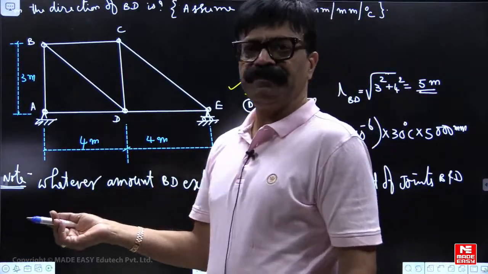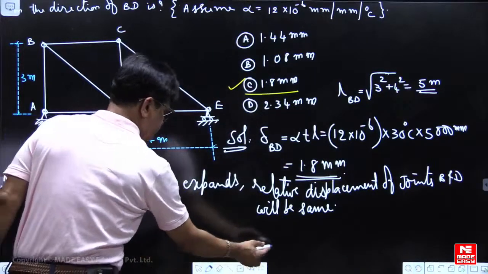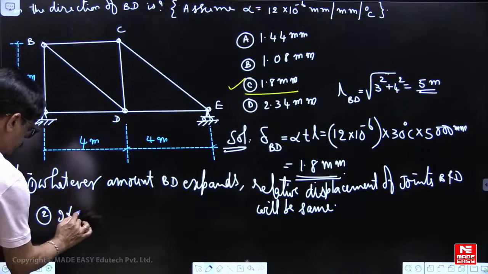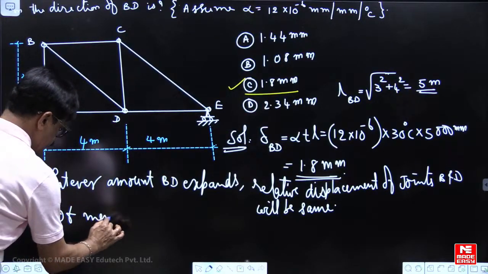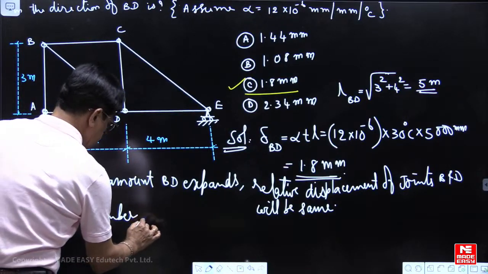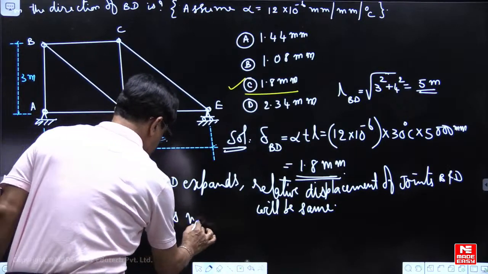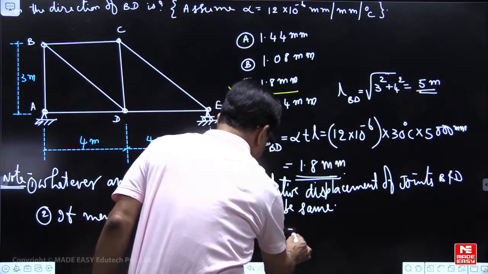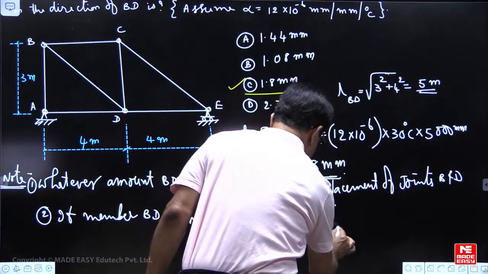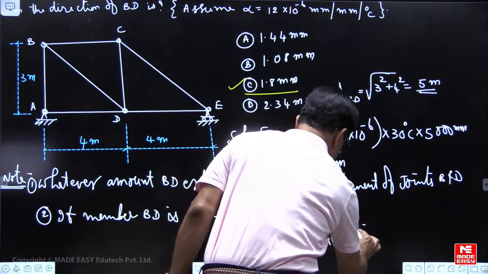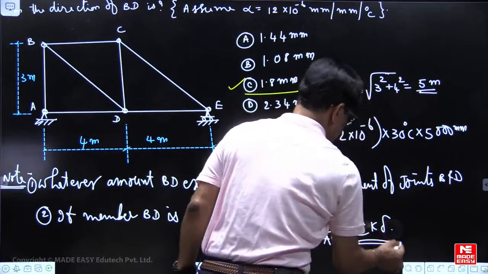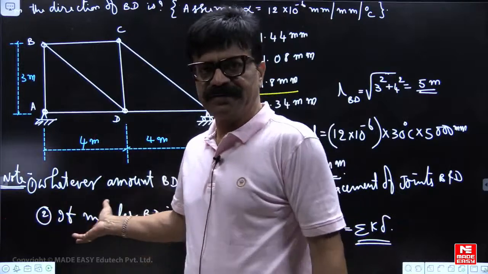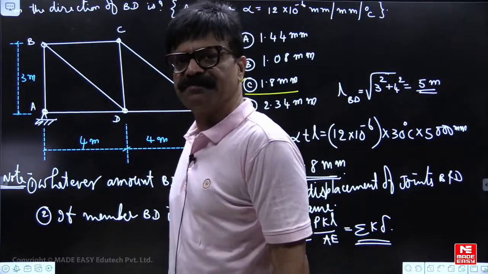Okay, if member BD is not there, then what to do? If member BD is not there, then delta BD you have to calculate as the summation of K into delta. This is the usual process. This we know how to do, sigma P KL by AE or sigma K into delta.